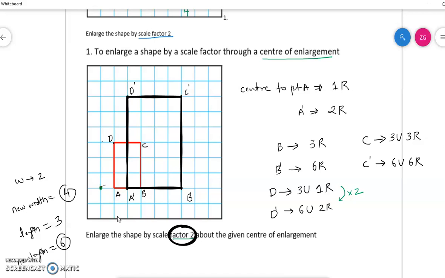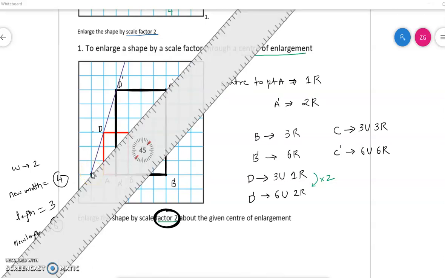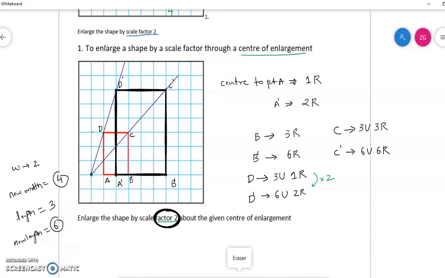Now we can also double check our answer by joining this center to point D and extending it. So you will see that the center when joined to D and extended, it will pass through D dash. Same way center joining to C will pass through C dash. Let's have a look. So when I join this center to point D, you can see that it is passing through point D dash. Similarly, when I join center to point C, it is passing through C dash, and point A dash and B dash is already in the same line. So this confirms that my enlargement is correct.